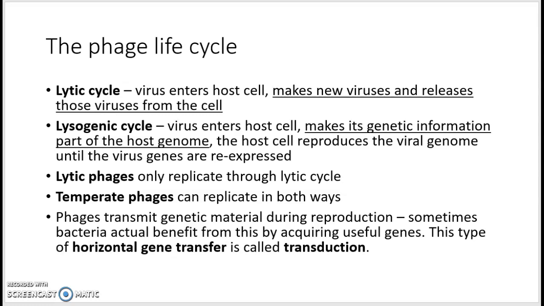So, a couple important terms: lytic phages are phages that only replicate through the lytic cycle, and temperate phages are phages that can replicate in both ways, lysogenic and lytic. One important concept too: phages transmit genetic material during their reproduction. Sometimes the bacteria actually benefit from this by acquiring useful genes. And so this is a type of horizontal gene transfer that we call transduction.